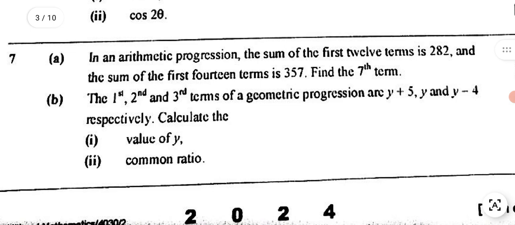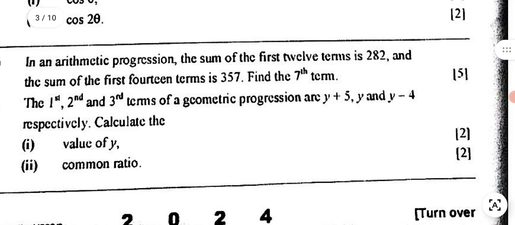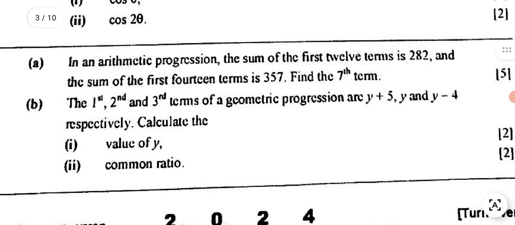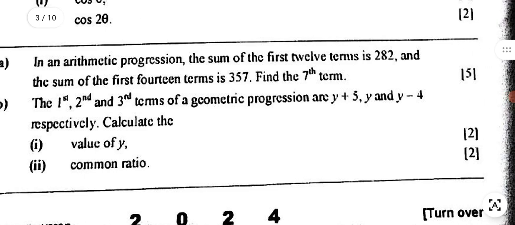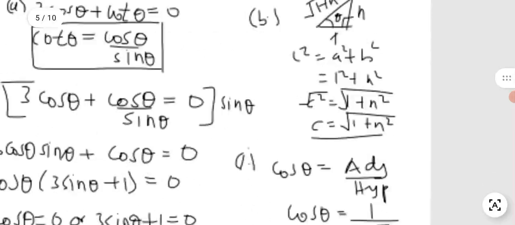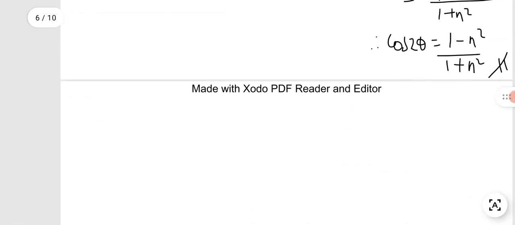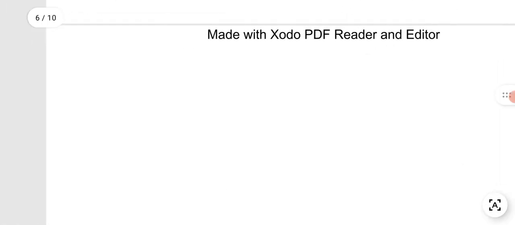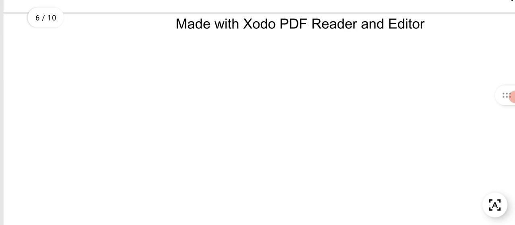In an arithmetic progression, the sum of the first 12 terms is 282. The sum of the first 14 terms is 357. Find the 7th term using that information, carrying 5 marks. Okay. So the sum of the first 12 terms is 282. This is question 7a. First 12 terms, 282.